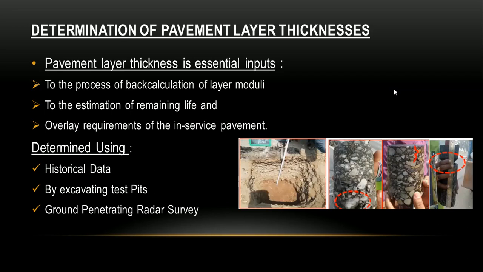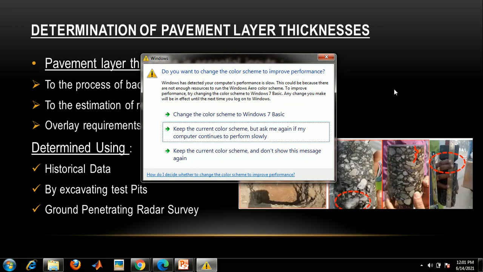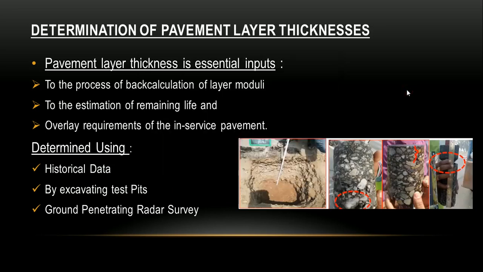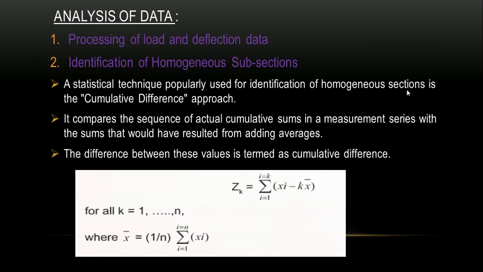So in order to collect all this data, we need to determine the existing pavement thickness. It is found using historical data, by excavating pits, and by ground penetrating radar surveys. Using the different surveys we conduct, we take the existing pavement thickness here. Some of the analysis data is not required.